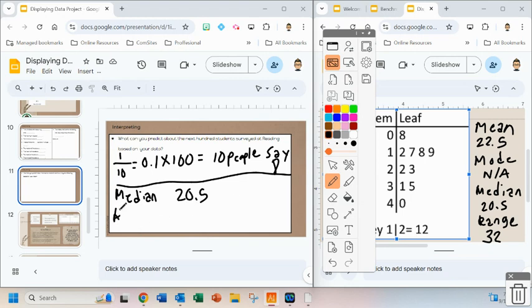I'm going to say about 50% will be 25 or under. Median is the middle, which means that about half the data should be underneath and half the data should be above. So I'm saying about 50% is going to be 20.5 or under.